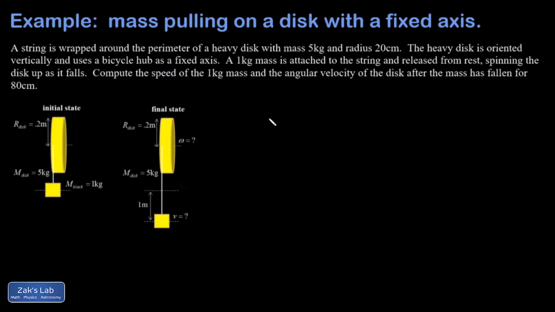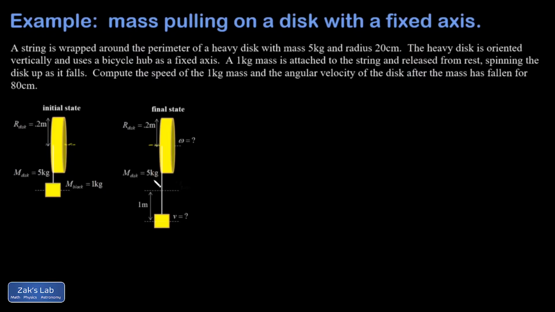In this problem, we've got a string wrapped around a disk. The disk is allowed to rotate through a hub at its center. And we tied a block to the end of that string. And as the block falls, we have a transfer of gravitational potential energy into two different places.